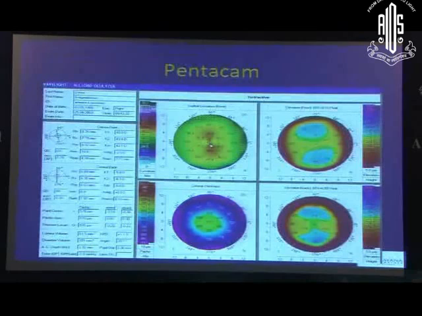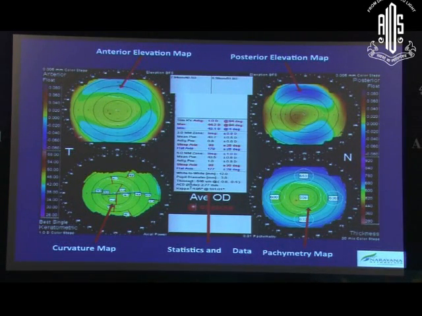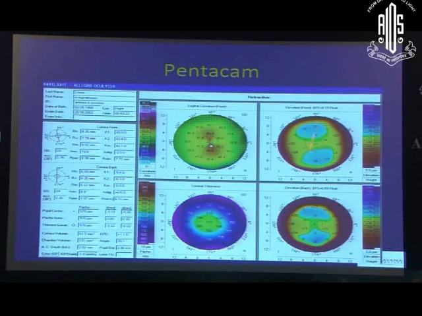Now the new topographer like Pentacam, again the topographer changes, the thing may look different. But you know what? It's the same thing. This thing, if you rotate it clockwise, this is what you get here. So you have anterior elevation here, posterior elevation here, pachymetry here, and the axial map or curvature map there. So simple again. So again we know that elevation based topographer, what kind of pattern can you have?